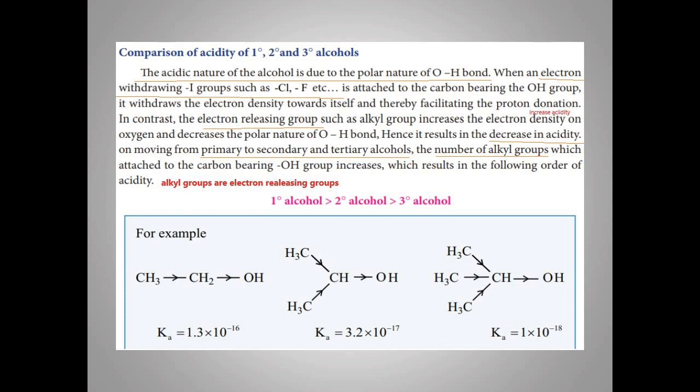so that it decreases the acidity. Now see the 1 degree and 2 degree alcohols. 1 degree alcohol contains only one alkyl group. 2 degree alcohol contains two alkyl groups. See the diagram, 2 methyl groups are there. 3 degree alcohol contains 3 methyl groups. These alkyl groups release electrons, so that the oxygen contains more electron density. It never releases the proton. So the acidic character decreases.